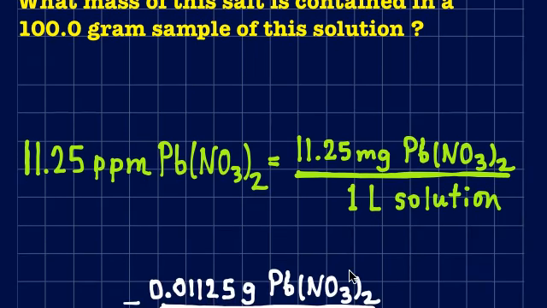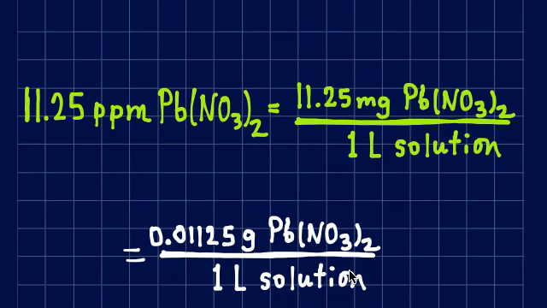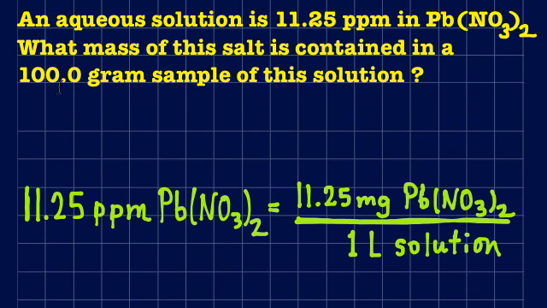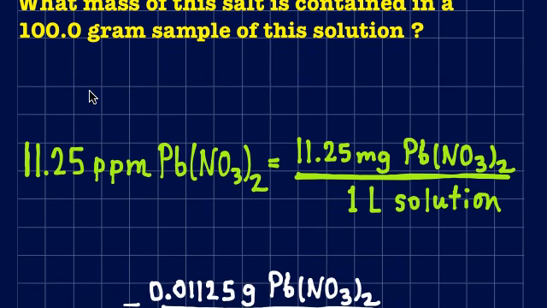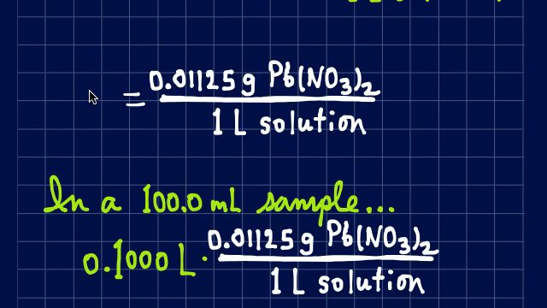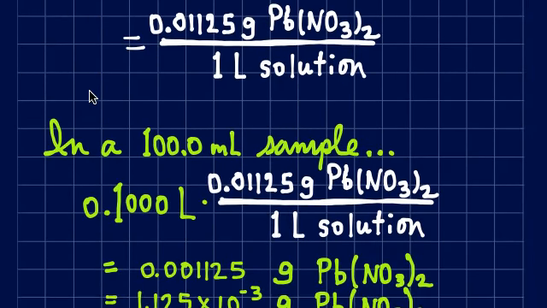Let's massage that just a little bit. Change it from milligrams to grams in the numerator. Just move the decimal 3 places to the left. And I get 0.01125 grams of lead nitrate per liter of solution. And then remember the original question right up here said, what if I had a 100 gram, or also 100 milliliter, very close to 100 milliliter, sample of this solution? What's another name for 100 milliliters? 0.1, move the decimal 3 places, 0.1000, 4 sig figs, liters.